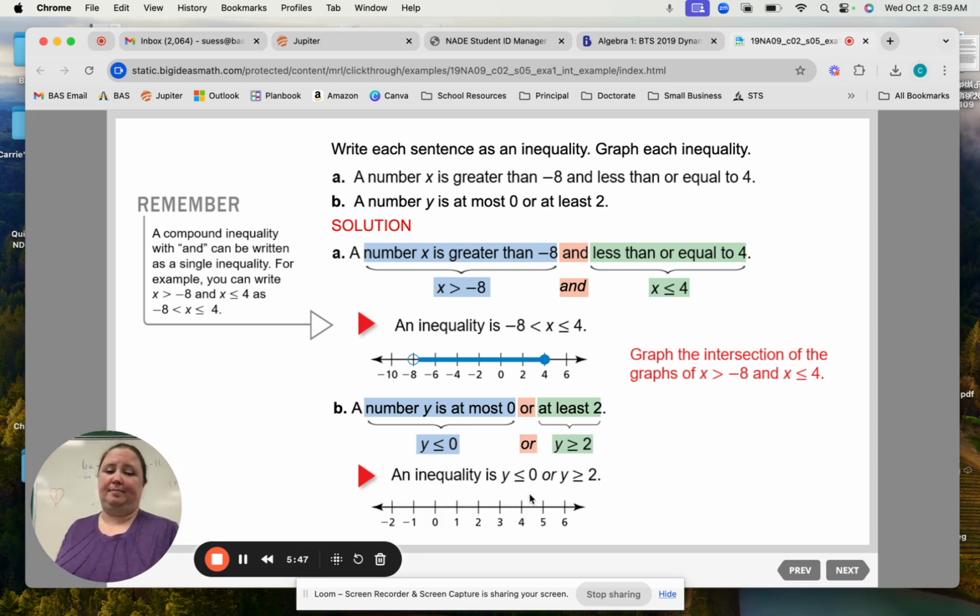Now we're going to graph it. So your first dot goes at 0. Is it open or closed? Closed. And then you shade everything to the left. The other dot is at 2. So we shade everything to the left of 0, and then we also shade everything to the right of 2.